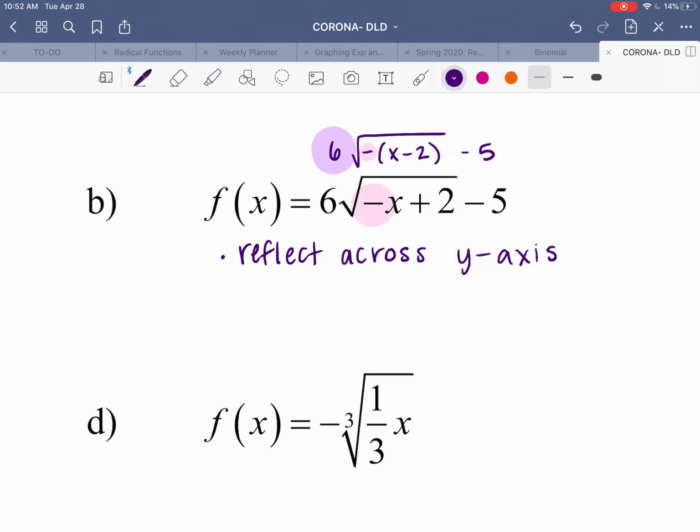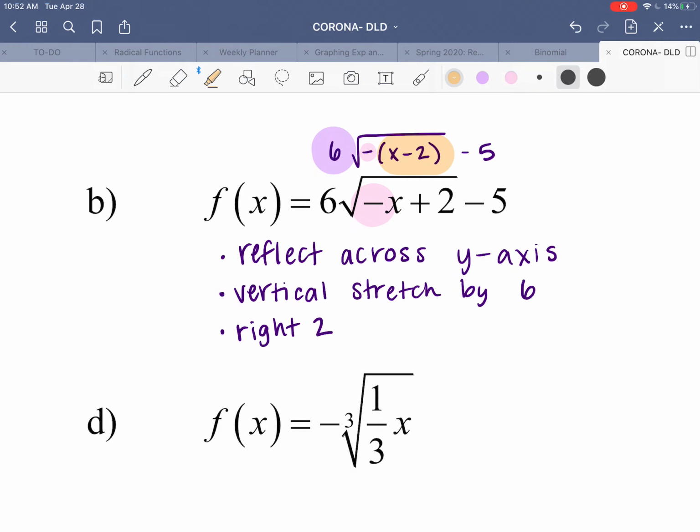Okay, the 6 out front, we're going to have a vertical stretch by 6. Remember, if it's greater than 1, we're going to be stretching. If it's between 0 and 1, we're going to be compressing. So here we have a stretch. Next, we have x minus 2. Remember, x's lie. X is under the radical, so we're going to be going to the right 2. And then last but not least, we have this minus 5 on the outside, so we know that this is going to be down 5.